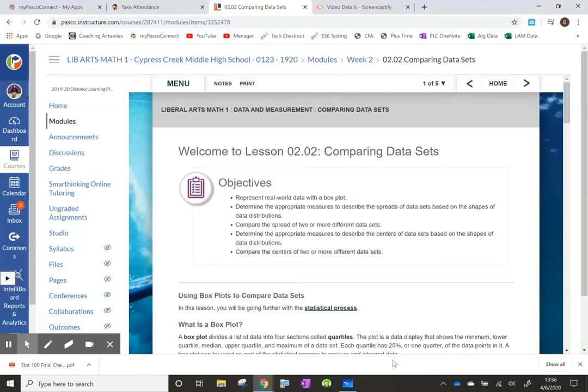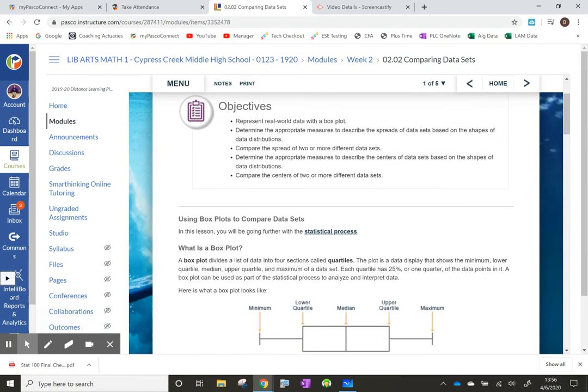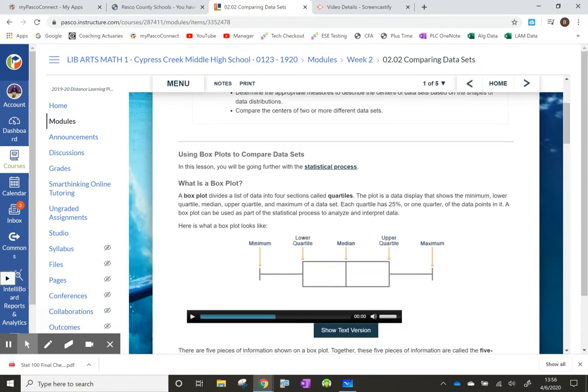Okay, liberal arts, here we are in week 2, section 2.02. We are going to be comparing data sets. And the first thing we're going to look at is box plots. Now, I really want to help you understand exactly what a box plot is and how the data is represented through a box plot.